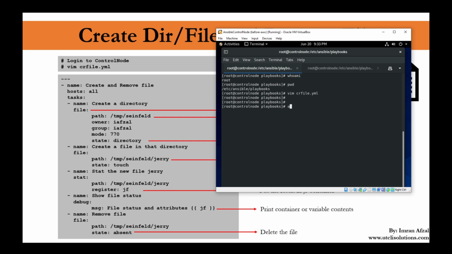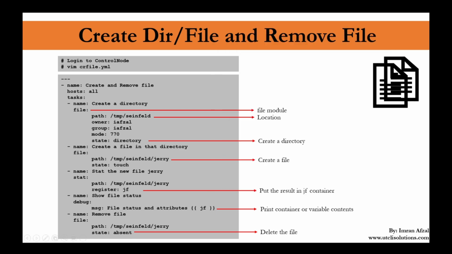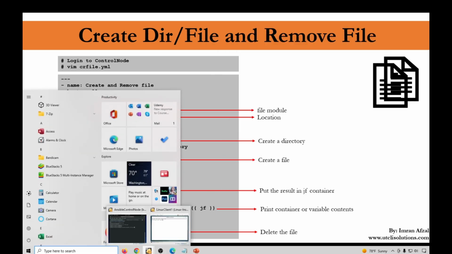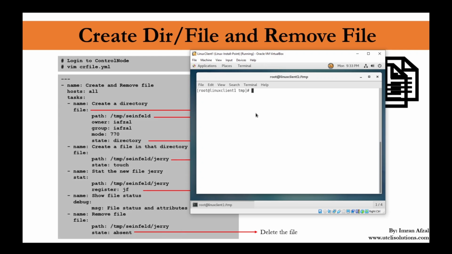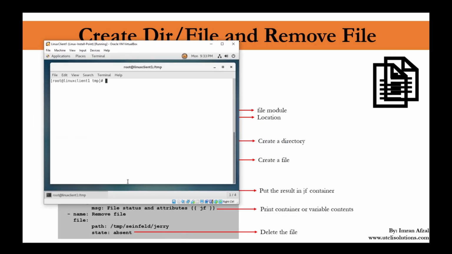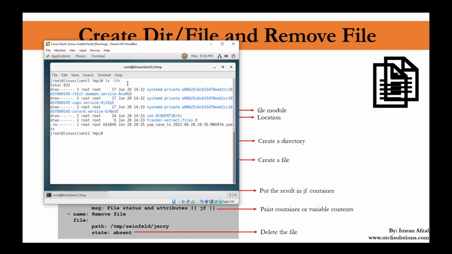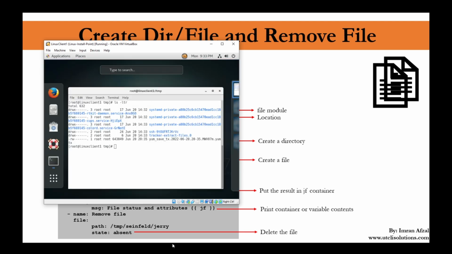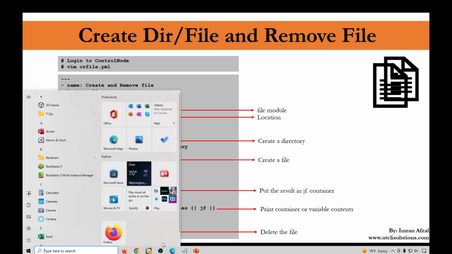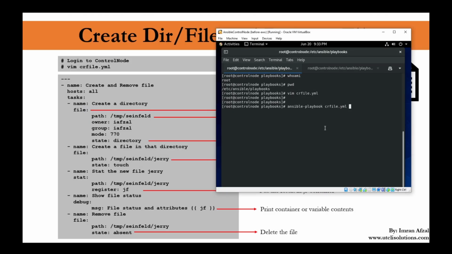We will use the command ansible-playbook and specify the YAML file. Before I run it, I'm going to check my client to make sure it's there, since it's going to create the directory in the temp directory. I'm just going to do ls -ltr and you see right now in that temp directory there is no signed file directory. All right, going back to my control node, here's my control node, and let's go ahead and run it.